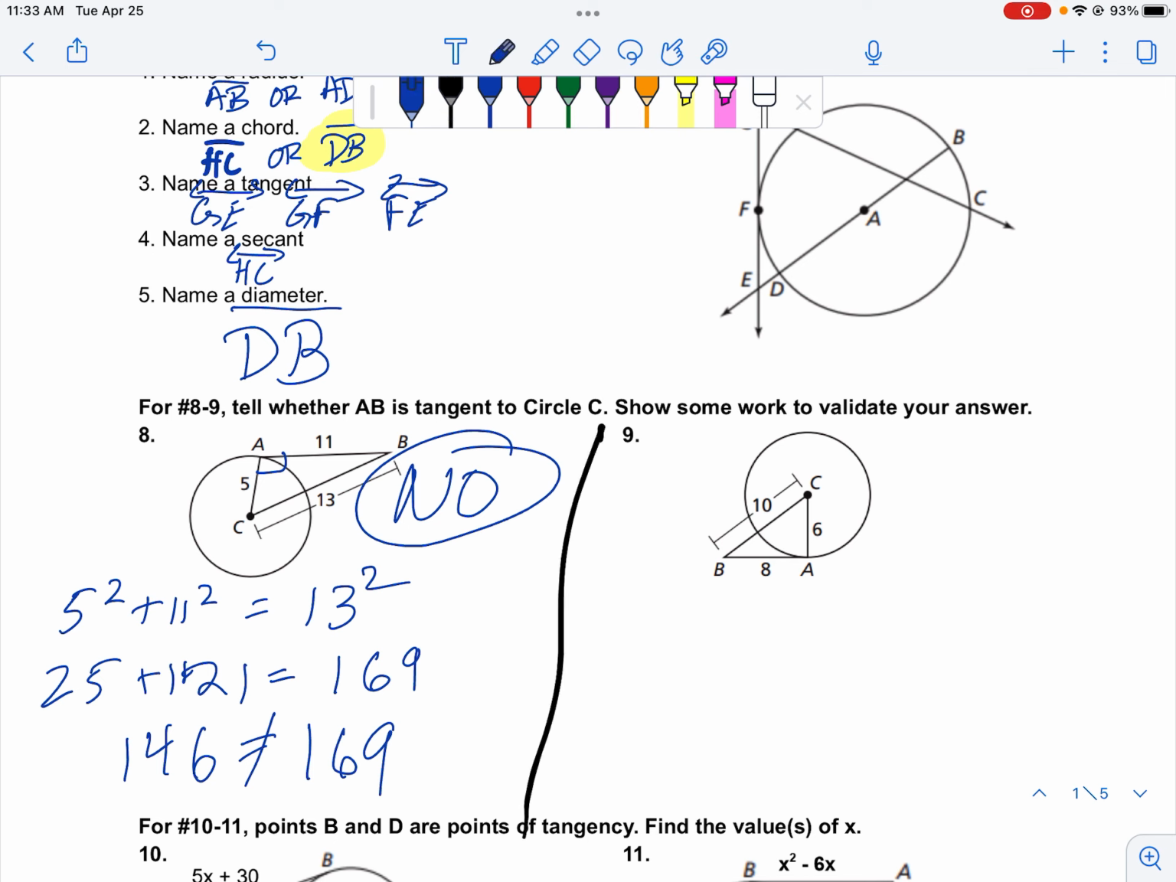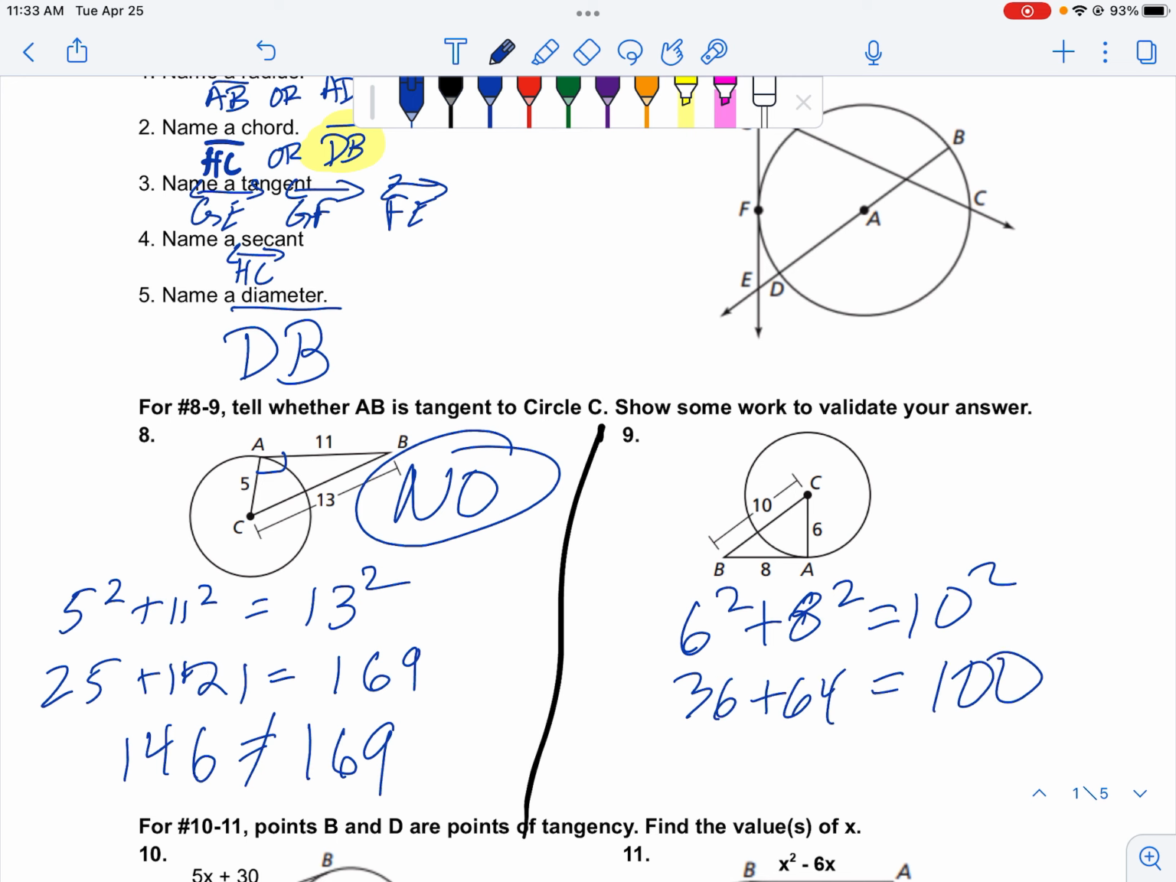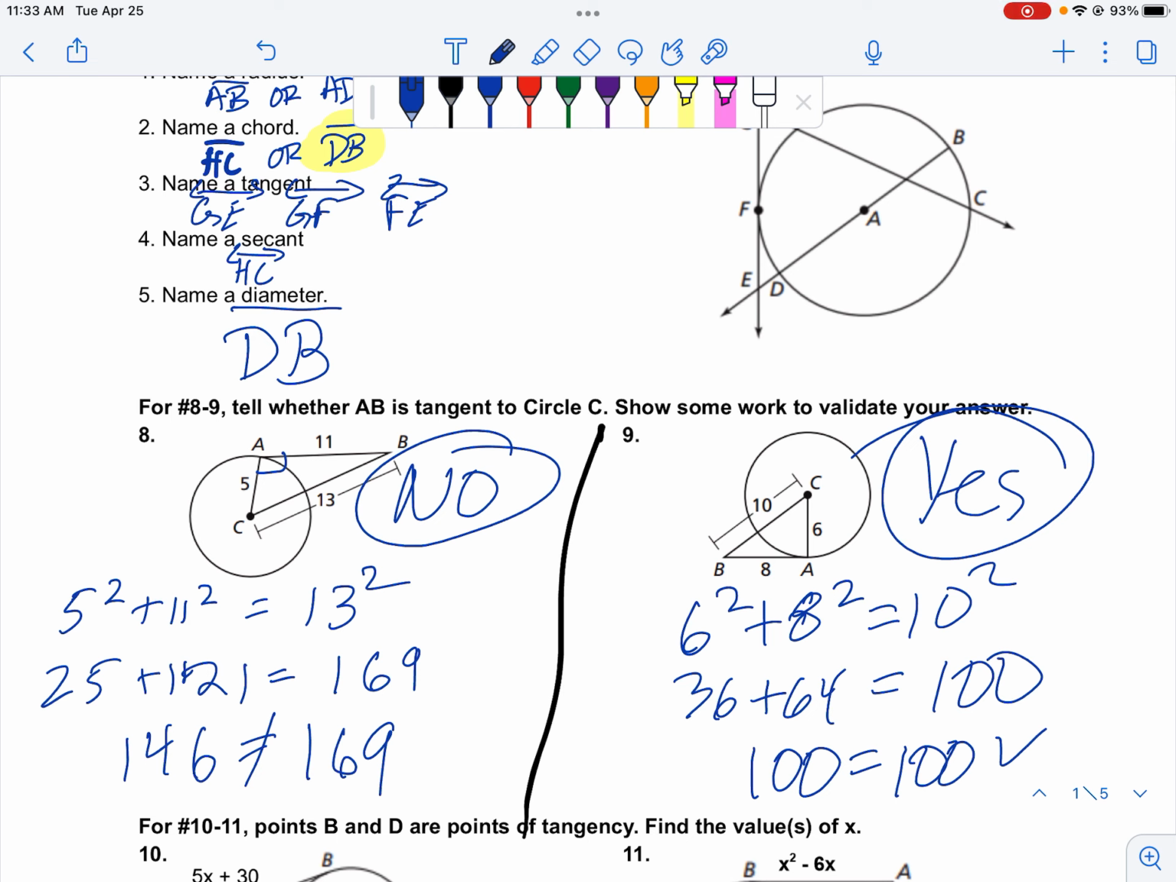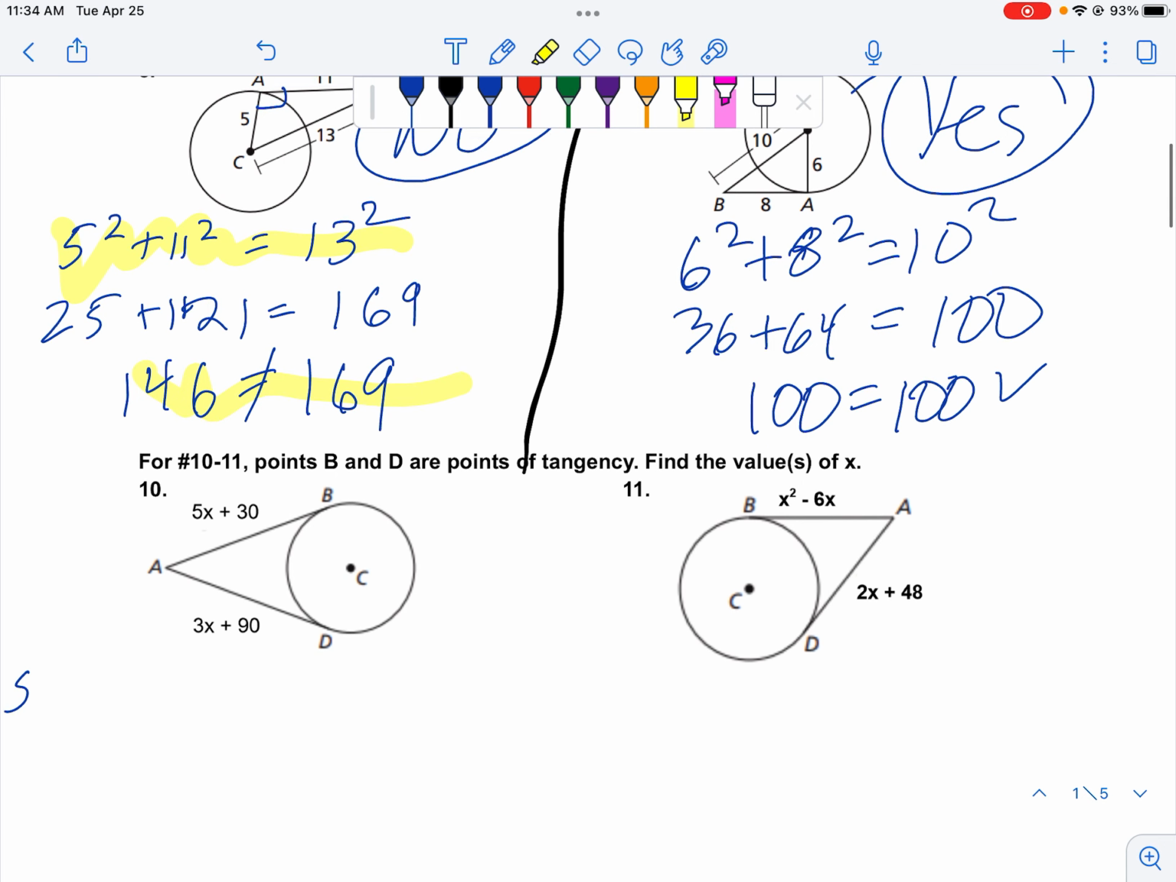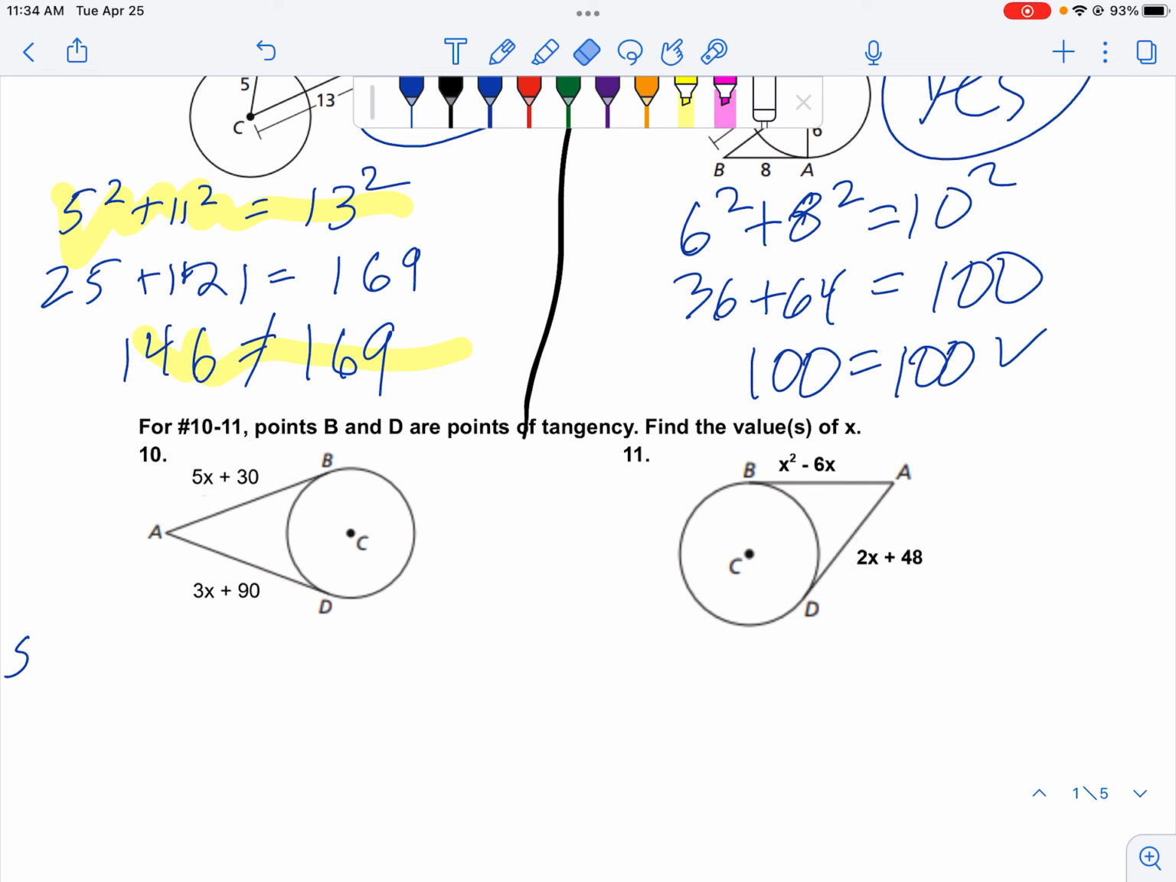Number 9, the C would be 10 since it's our biggest number. It's our longest side. 6 squared plus 8 squared equals 10 squared. 6 squared is 36 plus 64. Does that equal 100? This one checks out, so this would be a yes. So if a question like 8 or 9 came up on your assessment, this is the type of work we would need to see. It would at least need to see your setup for sure, and maybe at least that part as well. Okay, for my class, that is.